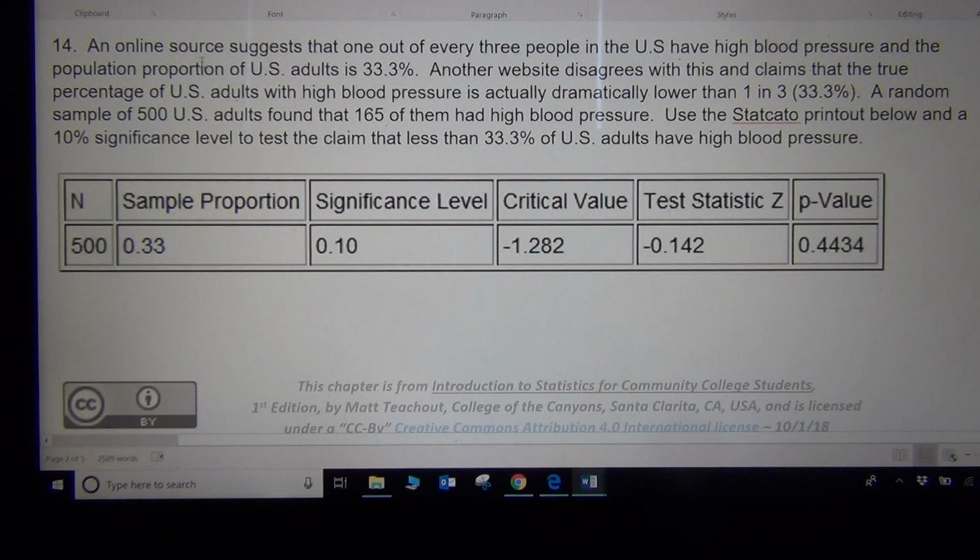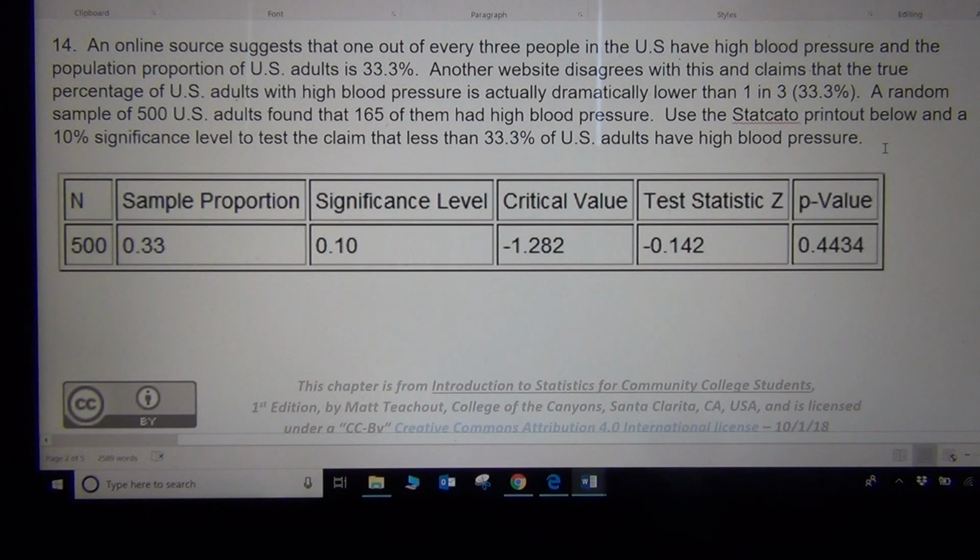It says an online source suggests that 1 out of every 3 people in the U.S. have high blood pressure, and the population proportion of U.S. adults is 33.3%. Another website disagrees with this and claims that the true percentage of U.S. adults with high blood pressure is actually dramatically lower than 1 in 3, lower than 33.3%. So a random sample was taken of 500 U.S. adults and found that 165 of them had high blood pressure.